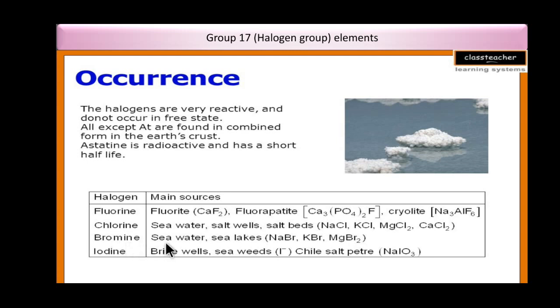Bromine mainly occurs in seawater and sea lakes. The compounds are sodium bromide, potassium bromide, and magnesium bromide. These are 1+ oxidation number metals, and magnesium is in the 2+ state. For iodine, the sources are brine wells, sea beds, the iodide ion I-, and Chile saltpeter, with the molecular formula NaIO3. These are the main sources of the halogen group elements.